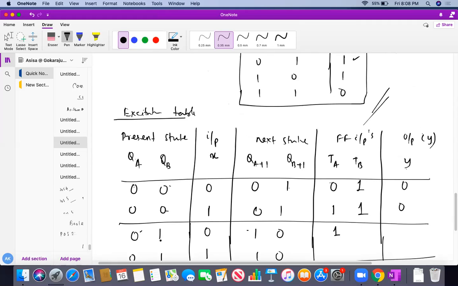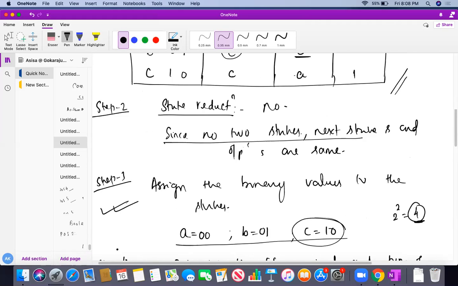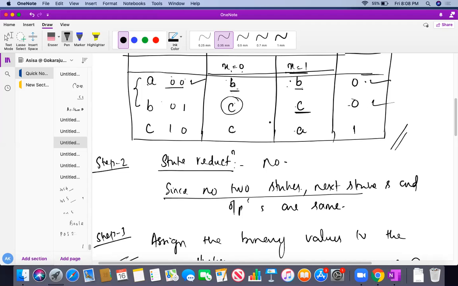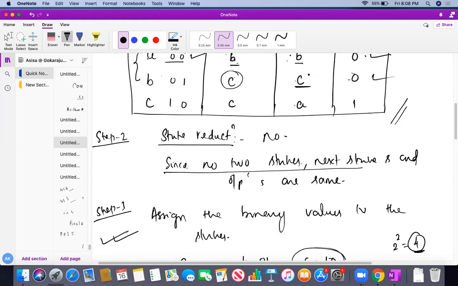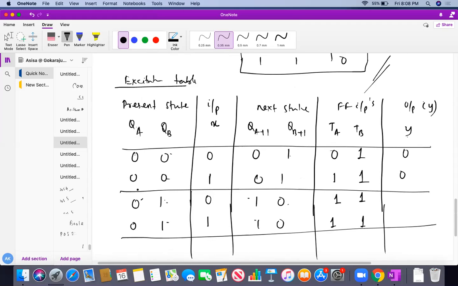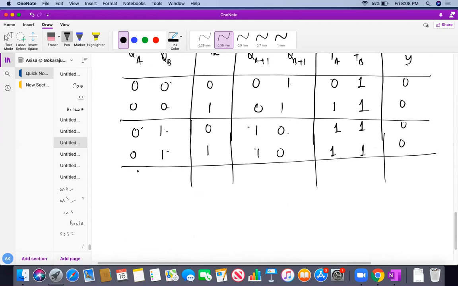Okay. Similarly, present state is 1, next state is 0. What is my TA? It is 1. TB is 1. Present state is 0, next state is 1. What is my TA? 1. Present state is 1, next state is 0. What is my TB? 1. Okay. Do you all understand? Now what is my output? My output is always 0. If x is 0 or x is 1, my output is 0 for the state B. Okay, very simple.